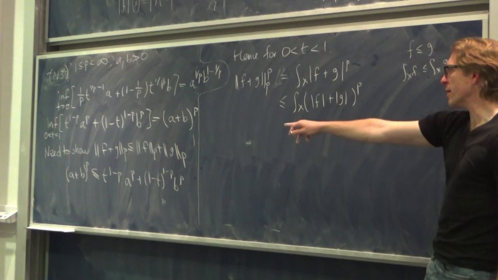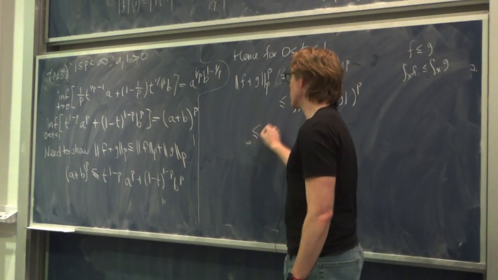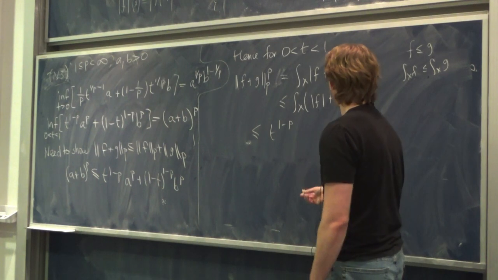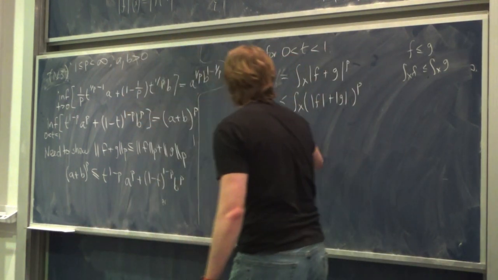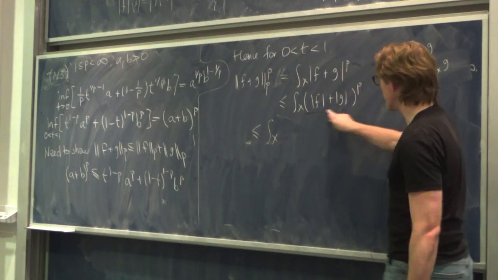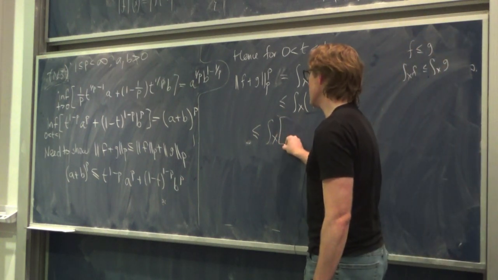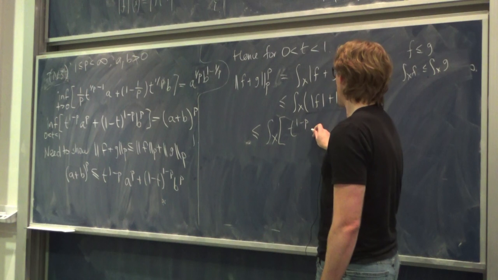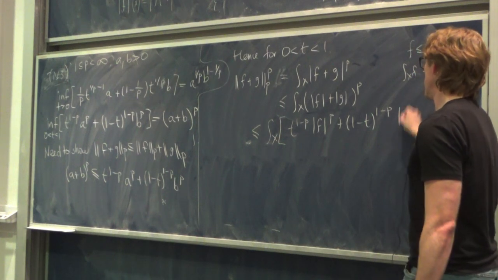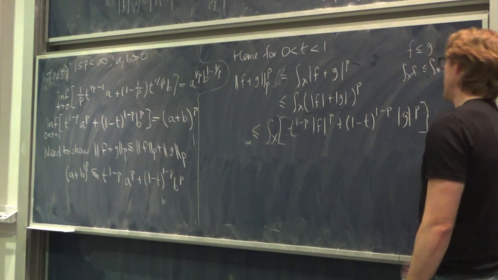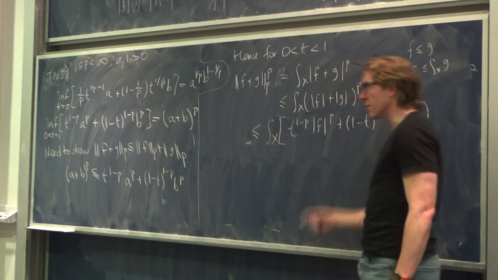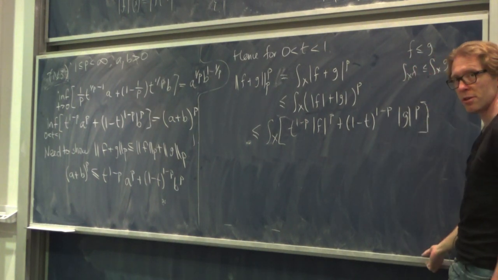All right, but now I'm looking at this thing there. So that's less than or equal to t to the 1 on p, a is that. I need the integral. So we apply this inequality, but inside the integral. So that says t to the 1 on p, a to the p plus 1 minus t to the 1 on p, g to the p. Okay, so I apply that value by value. That tells me a relationship like this, and therefore the integral satisfies a relationship like that.